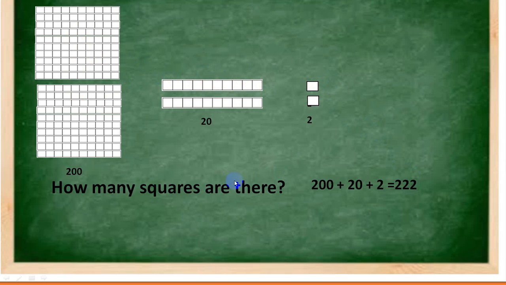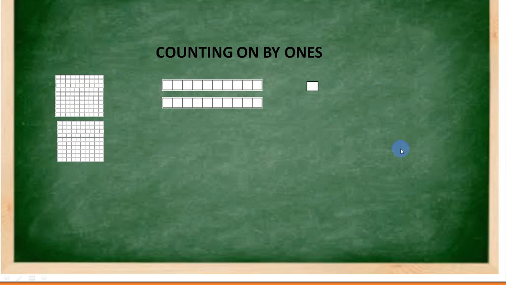Next, how about this? How many squares are there? The hundreds, there are 2. The tens, there are 2. And the ones, there are 2 also. So 2, 2, 2, or 222. Okay, 200 plus 20 plus 2 equals 222.